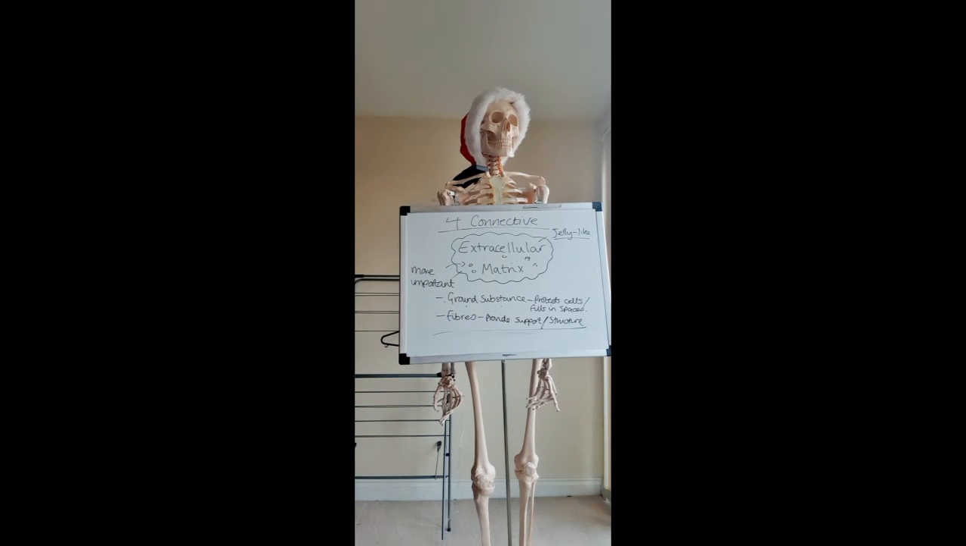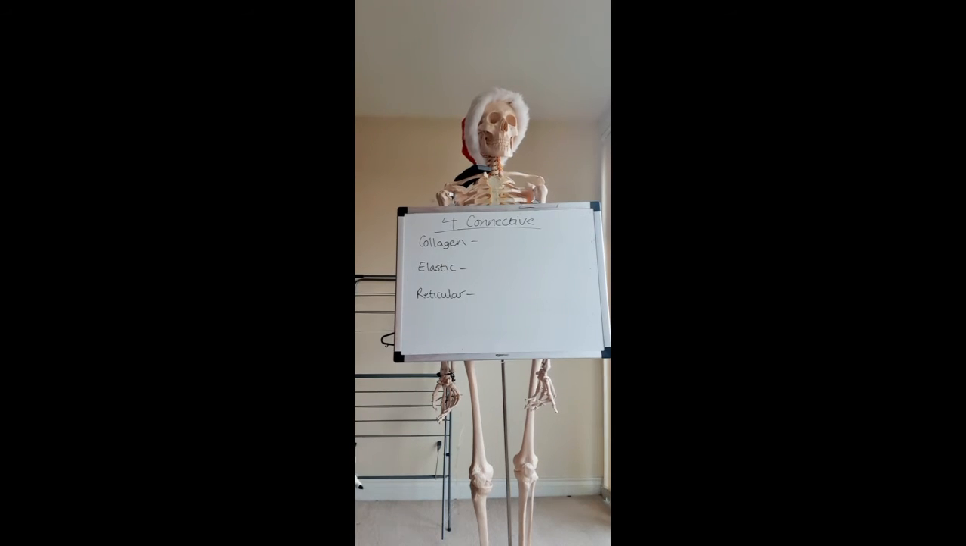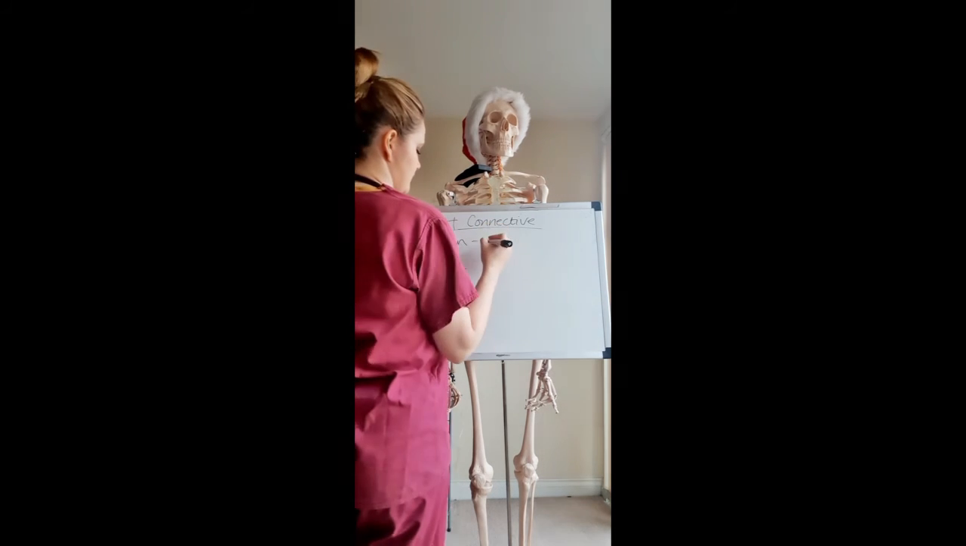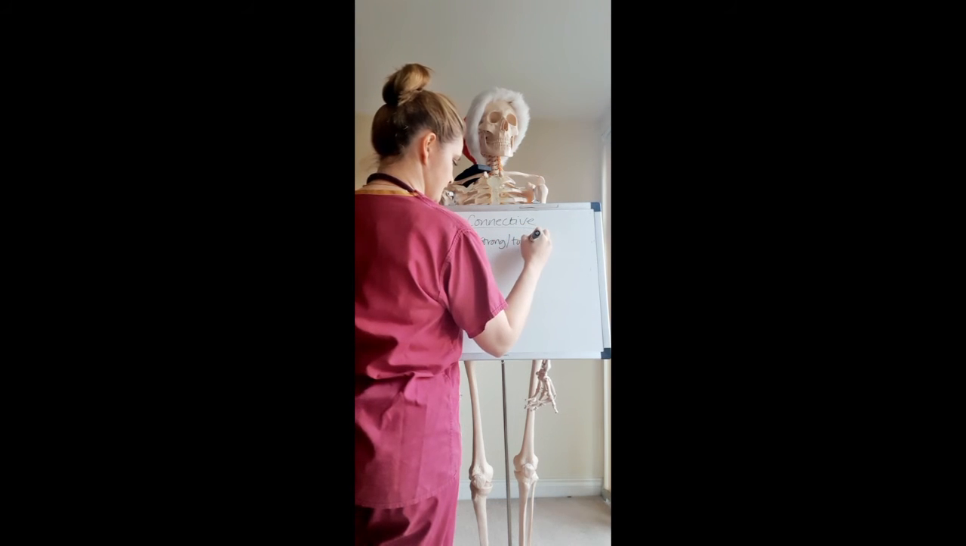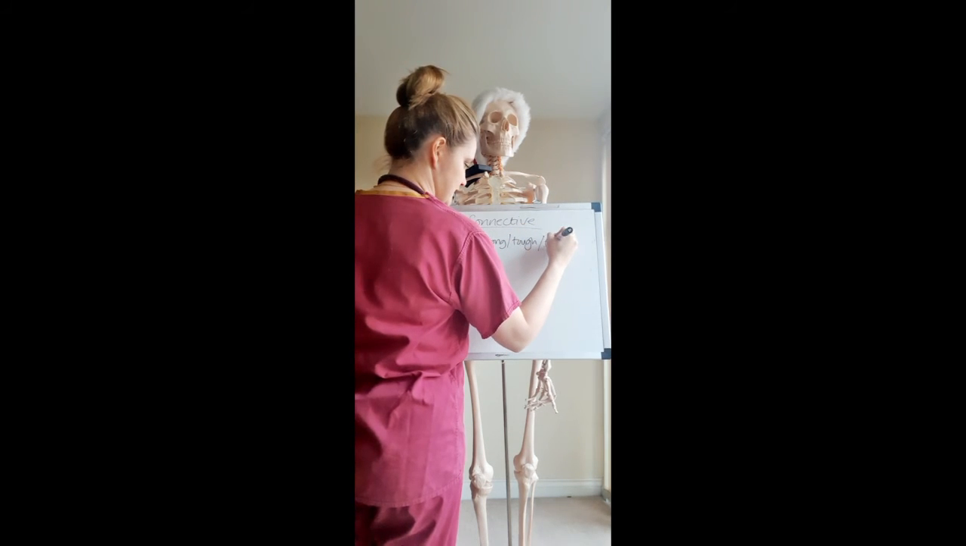Okay, so we're going to take a little look at the fibres now. So we've got three main types of fibres within the ground substance, okay? So we've got collagen. Collagen is strong, it's tough, it's flexible, it's brilliant, and you obviously recognise that collagen is what some people inject into them to make them look younger. So collagen is strong, tough, but also flexible.